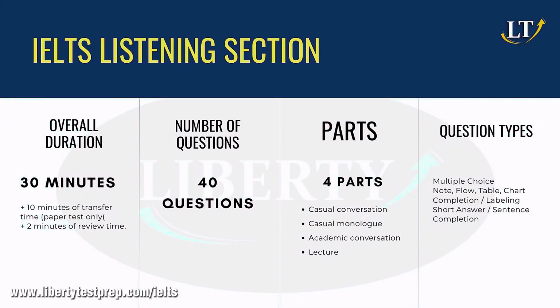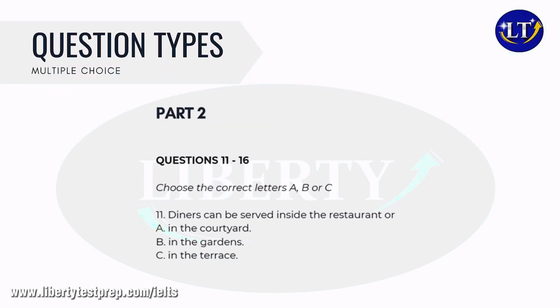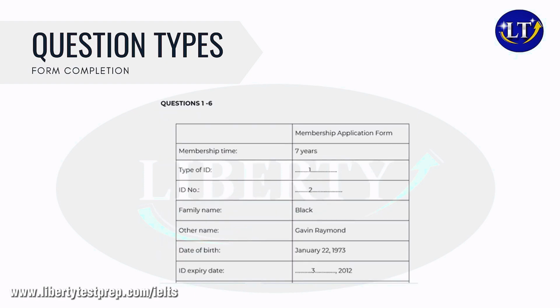Now, let's talk a little bit about the question types. Here we have some of the most important question types you'll find here on the IELTS listening section. The first and most common question type is multiple choice. So basically they give you options to choose. Then you have the famous form completion. You will see this type of question basically most of the time on the first part of the whole section. So for the first part, most likely you will get this table that you will have to complete.